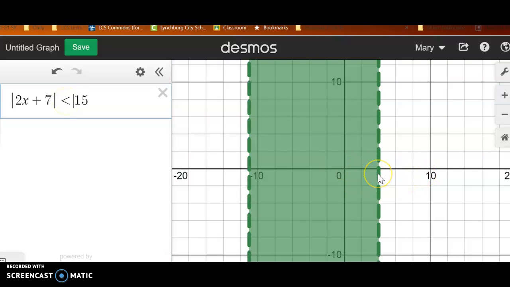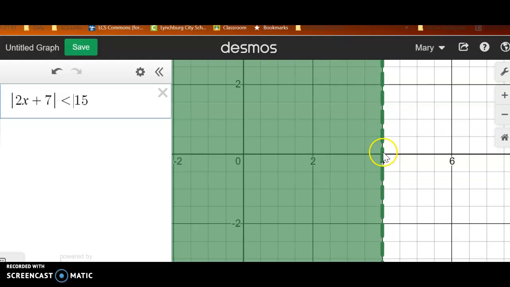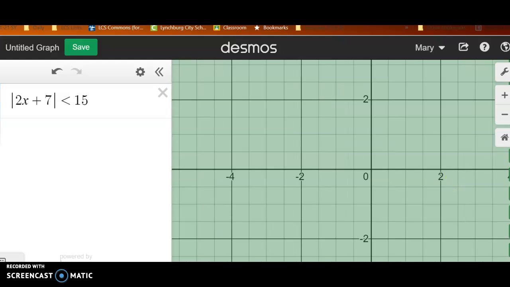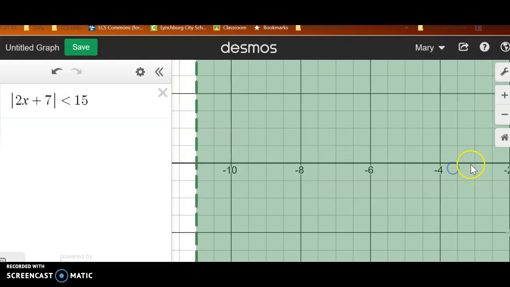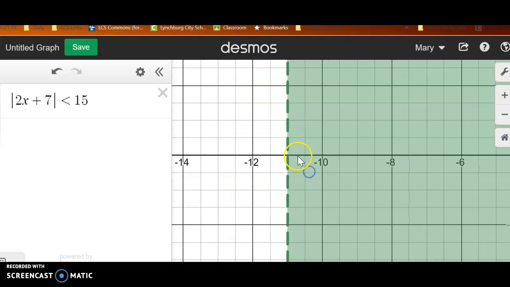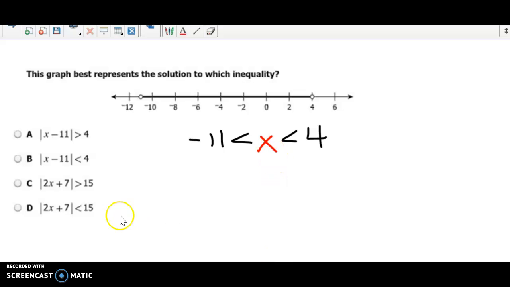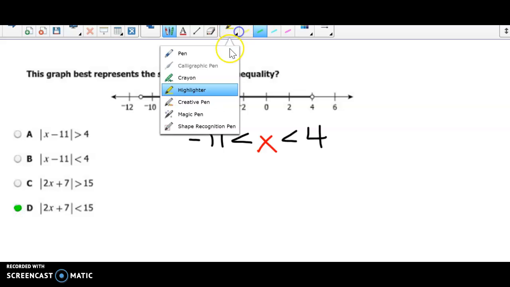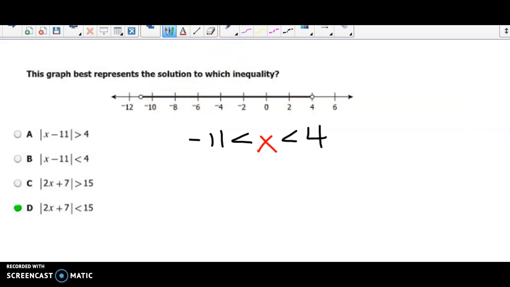This one is looking a lot better. So it looks like it's crossing at positive 4, and over here it's crossing at negative 11. And that's the answers that we came up with. So our answer choice here looks like it's going to be D. Right? So just a little look in Desmos, and that should help.